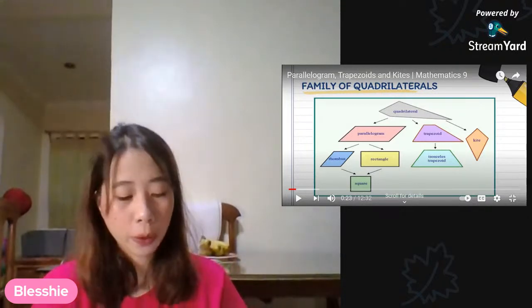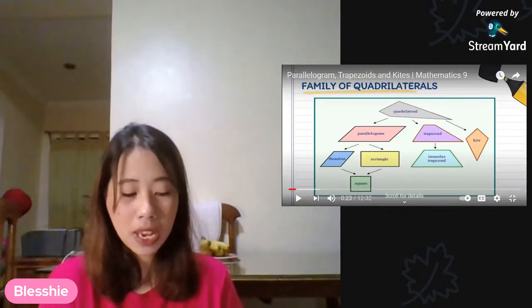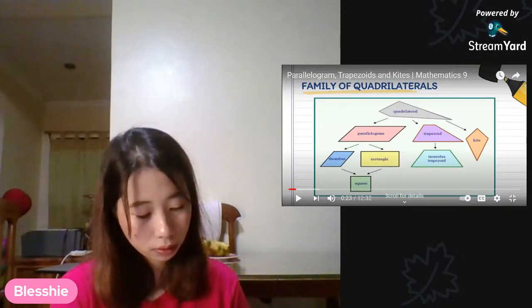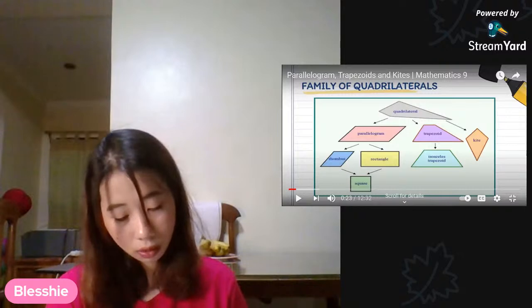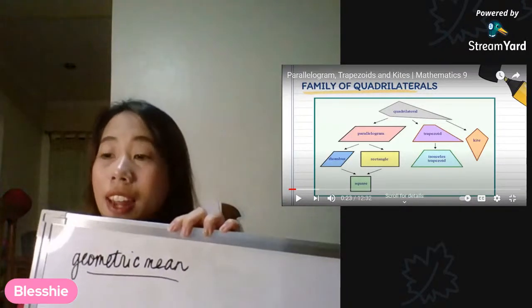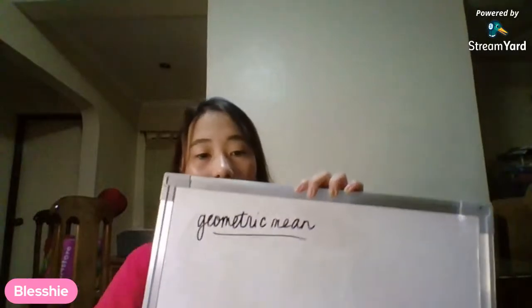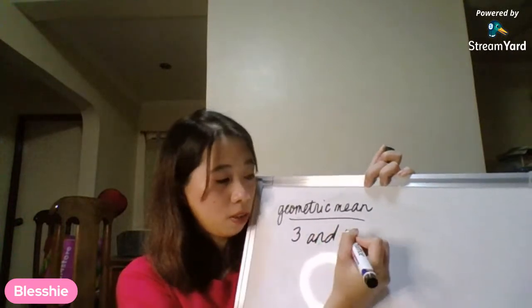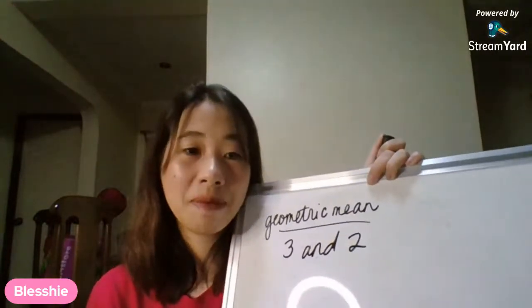Now, I will be introducing you to a word called geometric mean. So, ito, nasa libro nyo na siya. Geometric mean. So, kapag sinabi natin na geometric mean, what you have to do is you just have to multiply the numbers given and then find the square root. Positive square root lang. For example, you are asked to find the geometric mean of 3 and 2.